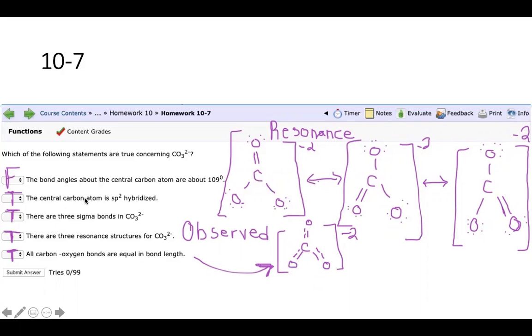Statement number 2 says that the central carbon atom is sp2 hybridized. If we're an sp2 hybrid, that means we need to mix 3 atomic orbitals. If we're going to mix 3 atomic orbitals, that means we need to have 3 effective pairs around our central atom. And it just so happens that each one of these carbons does in fact have 3 electron groups. Therefore, it's going to mix 3 atomic orbitals, and we're going to have sp2 hybridization for all of these. So this is going to be a true statement.